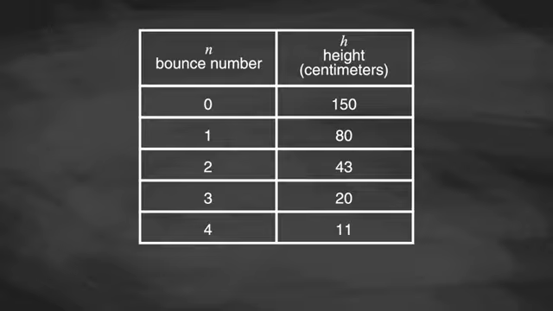Which is more appropriate for modeling the maximum height h in centimeters of the tennis ball after n bounces? A linear function or an exponential function? Use data from the table to support your answer.